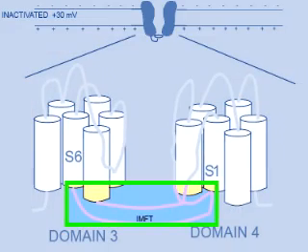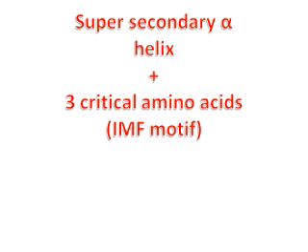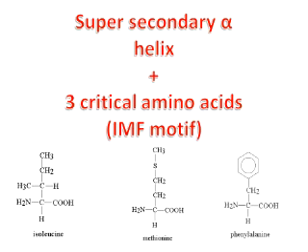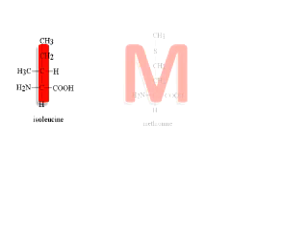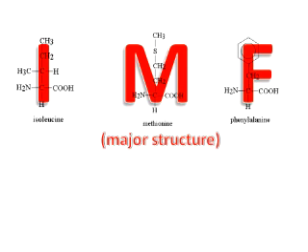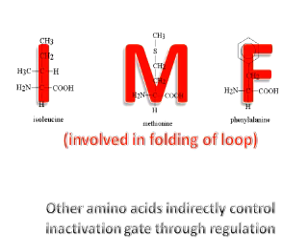The whole inactivation gate is formed by the supersecondary alpha helix with 3 critical amino acids, the IMF motif, representing isoleucine, methionine, and phenylalanine, near the middle of the looped helix. The integral hydrophobic residues of the IMF motif need to interact with the complementary hydrophobic residues, usually glycine, on the receptor in the pore. While the IMF motif is the major structure involved with the folding of the loop, other amino acids within the helix indirectly control the inactivation gate through regulation.